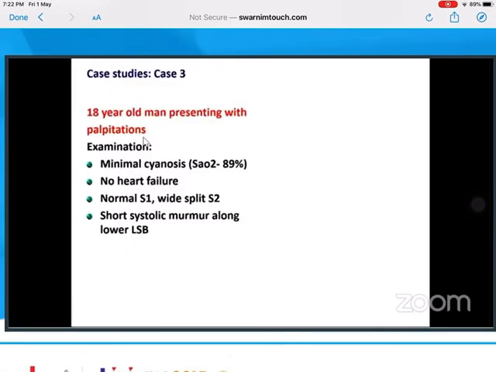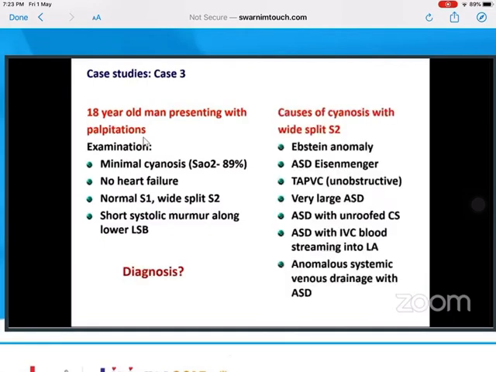This is an 18-year-old man presenting with palpitations, minimal cyanosis, no heart failure, widely split second heart sound, and a short systolic murmur. And I think when we say widely split second heart sound in a cyanotic adult, these are the list of conditions that come to our mind. Of these, Ebstein anomaly is quite likely because the patient is again very little symptomatic, just with palpitations. Of course, remember, very large ASD can also give you mild cyanosis even without undergoing Eisenmenger reaction. So very large ASD, because of mixing like a common atrium, can give you mild cyanosis.